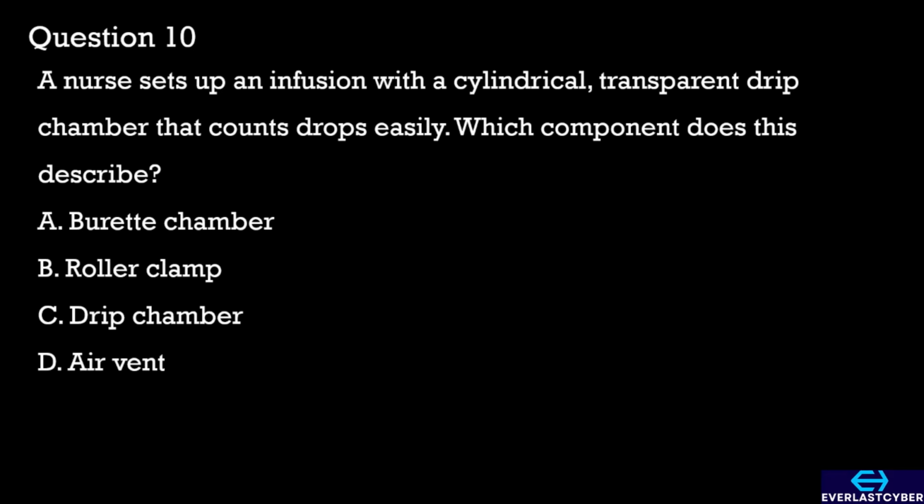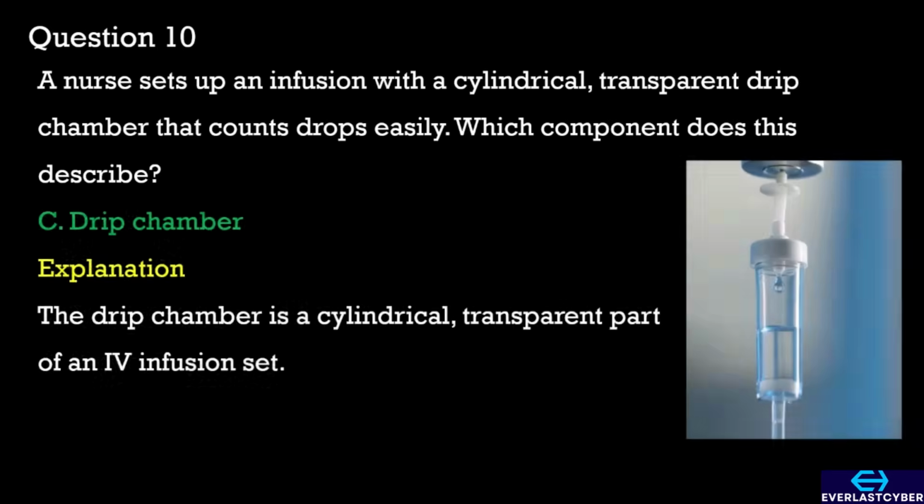The drip chamber is a cylindrical transparent part of an IV infusion set that allows the nurse to see and count drops in order to regulate the flow rates. It also helps to maintain a steady infusion rate as well as preventing air bubbles from entering the IV tubing. The air vent allows air to enter or escape from the fluid container, but it cannot be used to observe drops. So the component described in our question is option C, the drip chamber.